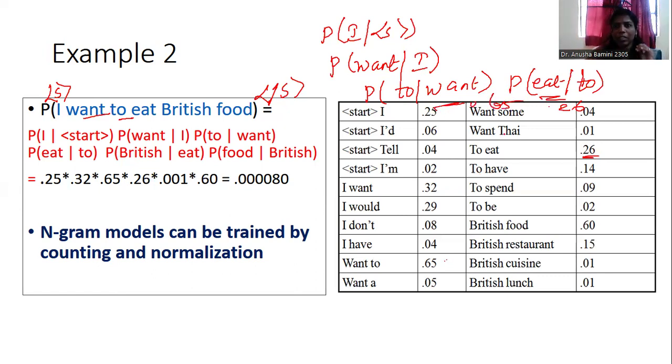0.65. Okay, this is how we are calculating and multiplying. Finally, we are getting the entire probability for the statement "I want to eat British food." Okay, so this is one kind of problem in the bigram model.